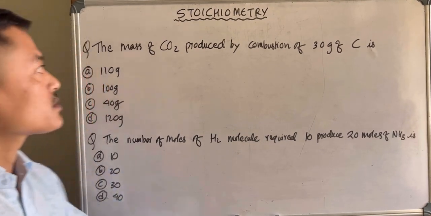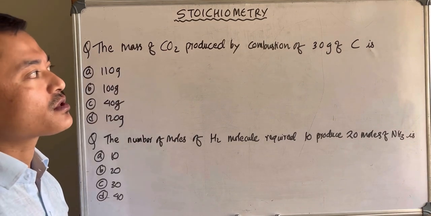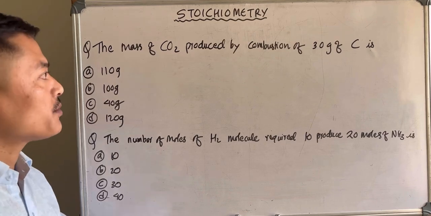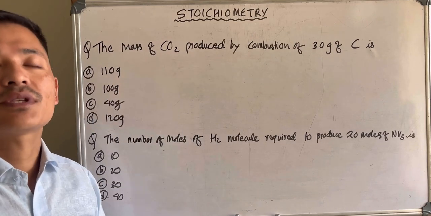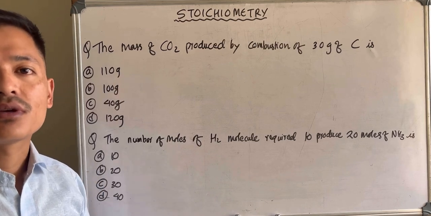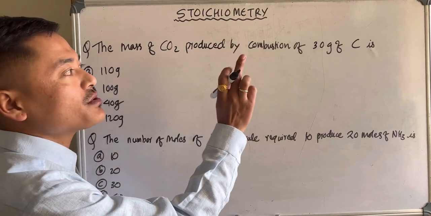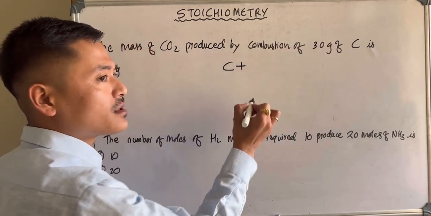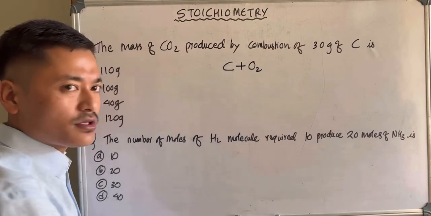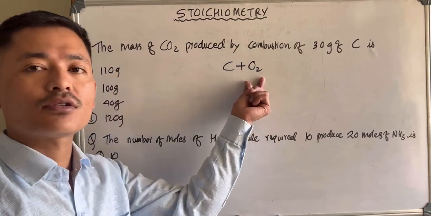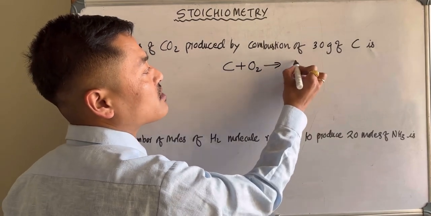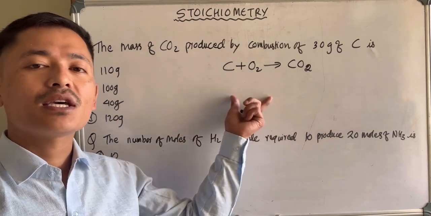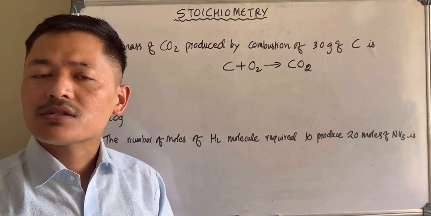So let us solve this. The mass of CO2 produced by combustion of 30 gram of carbon is. Now first of all, before approaching, you must be able to write the balanced chemical equation. Here, carbon dioxide is being produced by combustion of 30 gram of carbon, that means carbon is being combusted, actually reacted with oxygen. Combustion means you are reacting with oxygen, and if you react carbon with oxygen, it will obviously produce carbon dioxide. So this is the equation. Now after writing the equation, you check whether the equation is balanced or not.